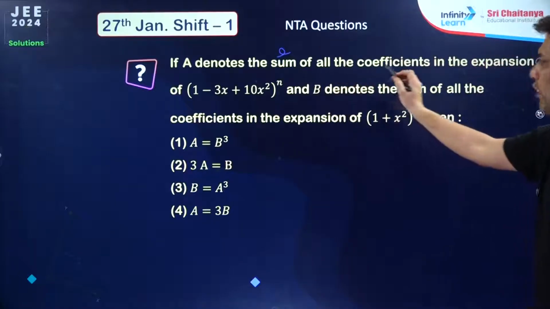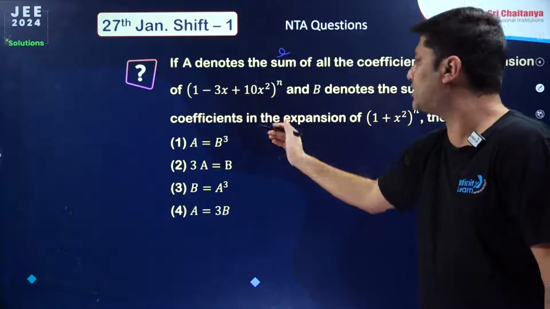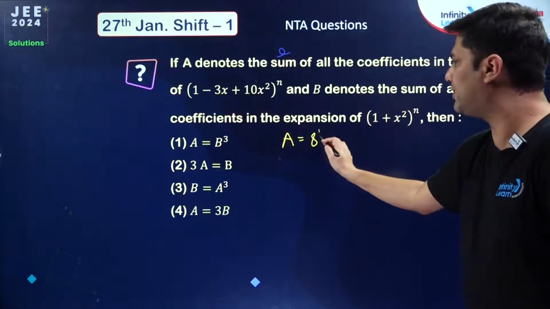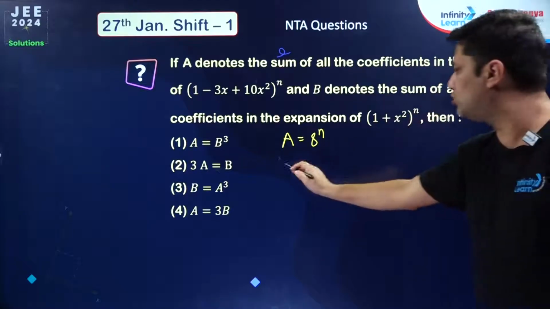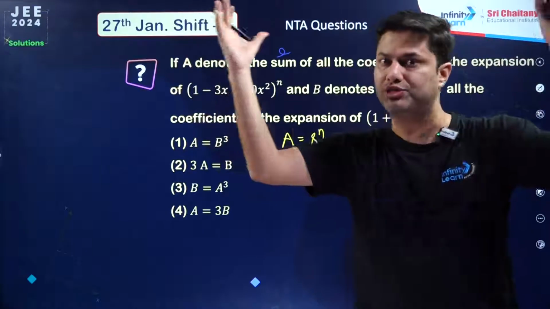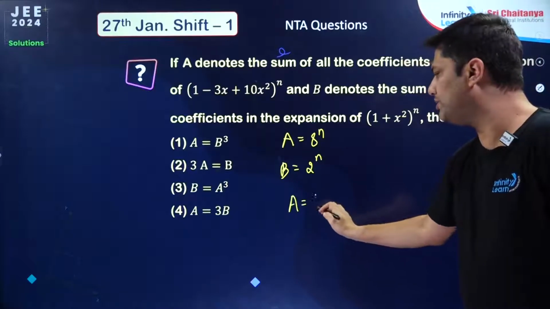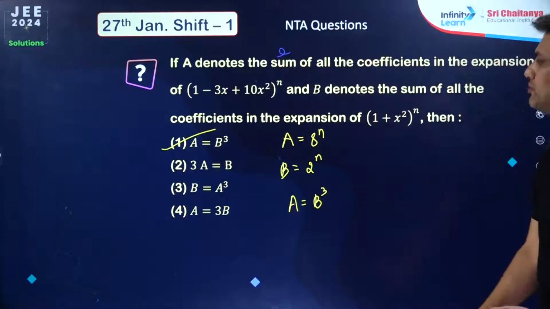A denotes the sum of all the coefficients in the expansion. Sum of coefficients means put x equal to 1. So if you put x equal to 1, A is equal to 8 to the power n, and B is the sum of all coefficients in the expansion of this. This is 2 to the power n. Put x equal to 1. If you put the variable equal to 1, you will get the sum of coefficients. So 2 to the power n. So hence you can say that A is equal to B cube. So that's A is B cube. So very easy problem. It's really easy.